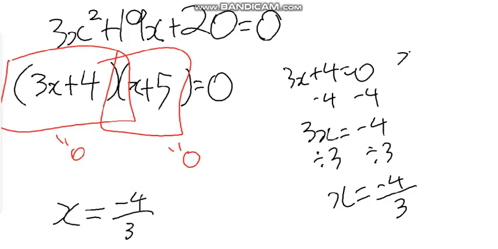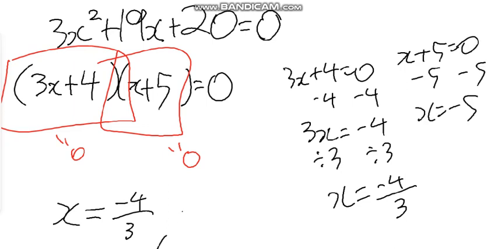Now we do the next one. x plus 5 equals 0. You subtract 5 from both sides, x equals negative 5, and there you have it. x equals negative 4 over 3, and x equals negative 5.